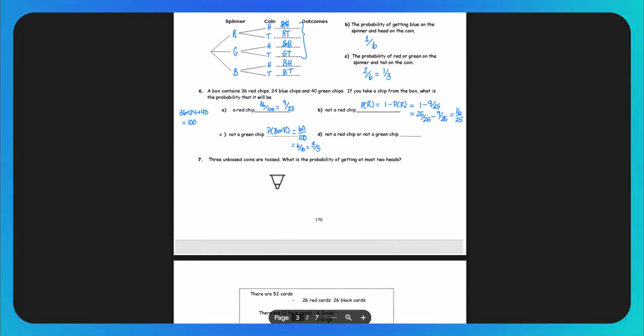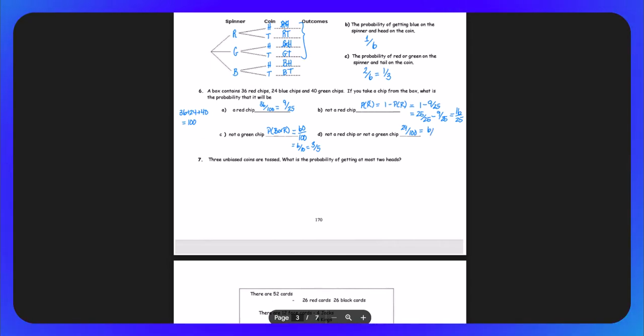So we divide top and bottom by 2, which gives us 3/5. For part D, what is the probability that we do not have a red chip or not a green chip? Well, if it's not red and it's not green, it has to be blue. So we have 24 over 100. Reducing that down, we can divide both by 4, which is 6 over 25.